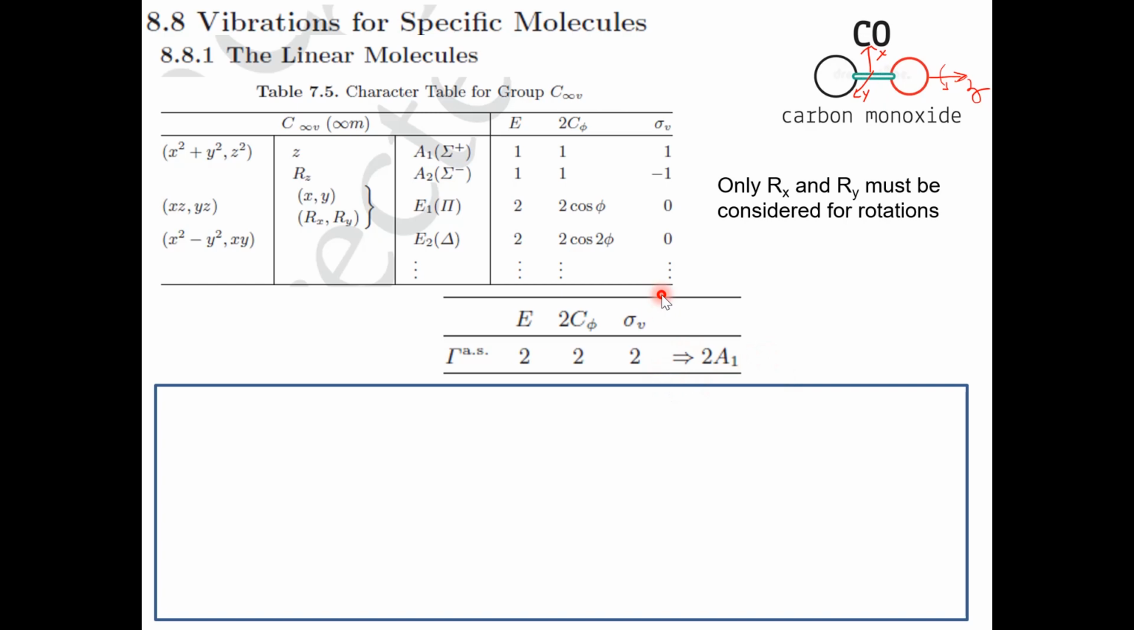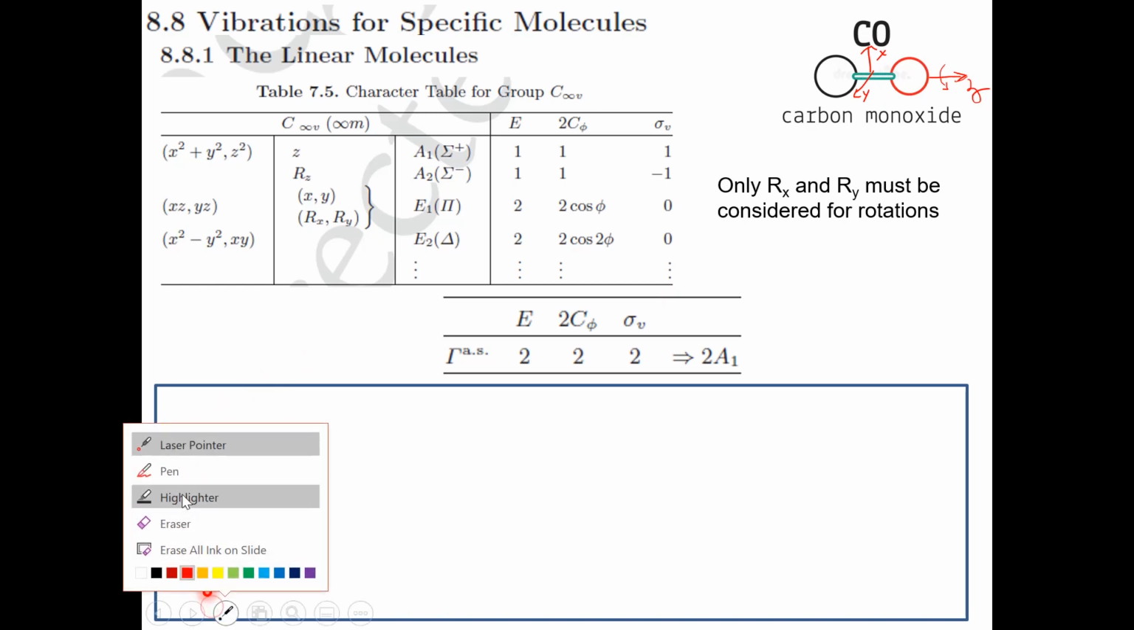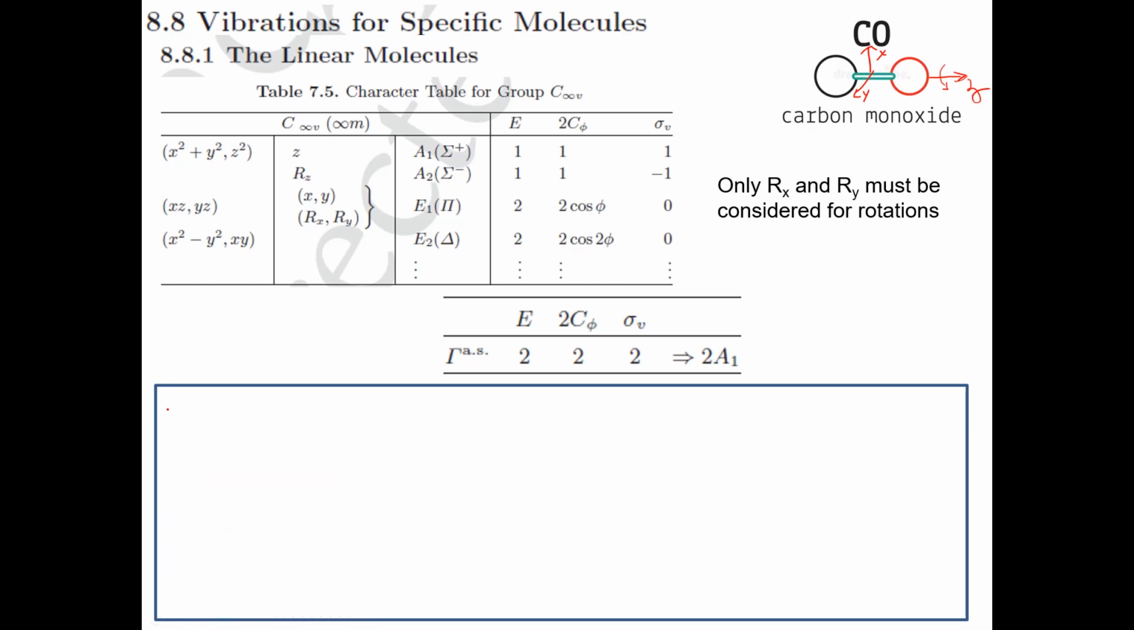Now the second step is we calculate the representation for molecular vibrations. As we have learned in the previous lecture, for the representation for molecular vibration, we calculate first by doing the direct product between the equivalence representation and the vector representation, and then we have to subtract the representations for translations and for rotations. Okay, so gamma atom sites, as we see, is 2 times A1.